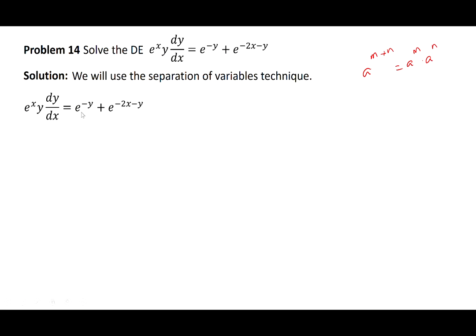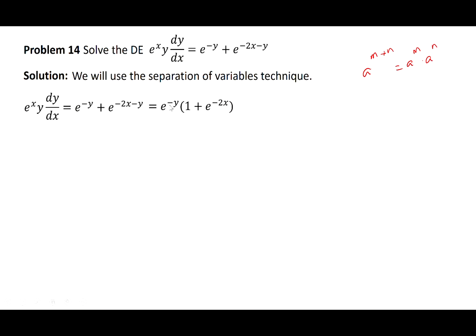Now of course we can easily factor out e to the negative y. That's what I did. Cool. And you get e to the negative y times 1 plus e to the negative 2x. And can we separate the x's and y's? Yep. Divide both sides by e to the negative y, or multiply both sides by e to the positive y. When you do, on the right-hand side you won't have a y.